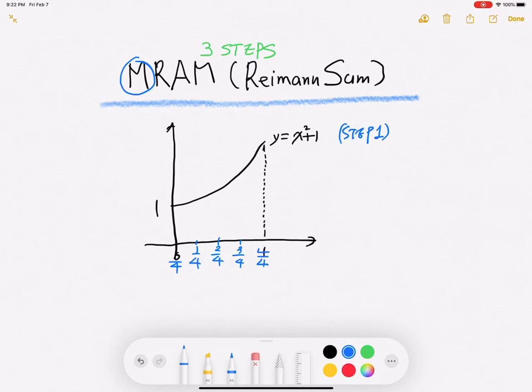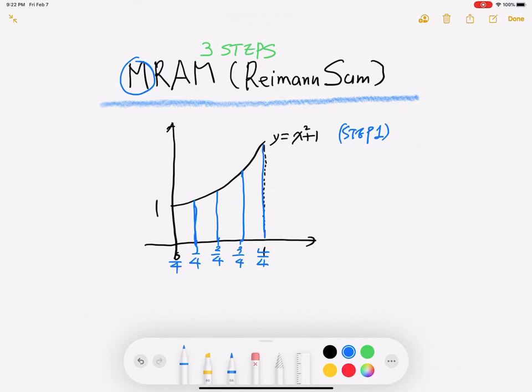And then I'm going to make 4 sub-intervals. First one is 0 to 1/4. Second one is 1/4 to 2/4. And then 2/4 to 3/4, 3/4 to 4/4. And then I'm going to use the midpoint of each sub-interval.